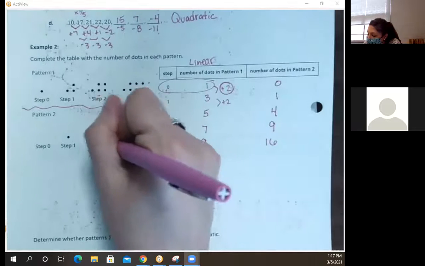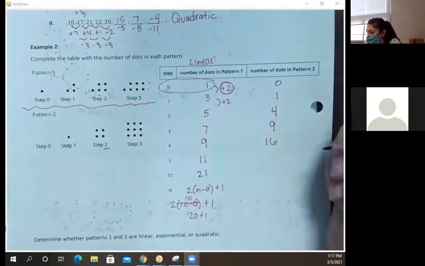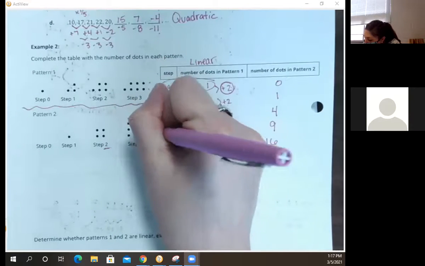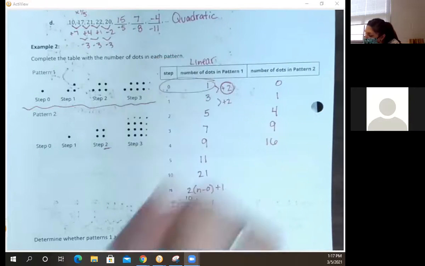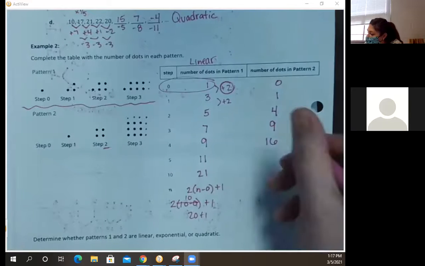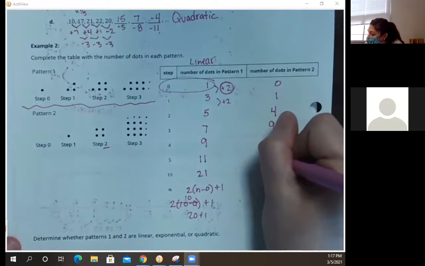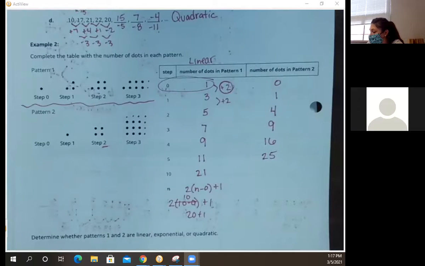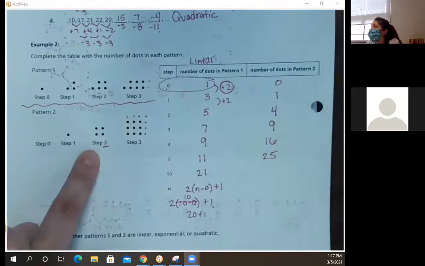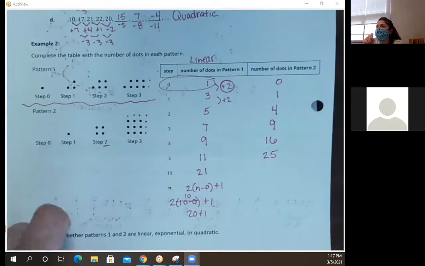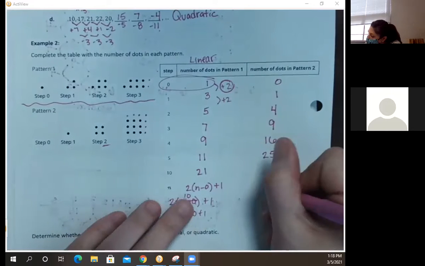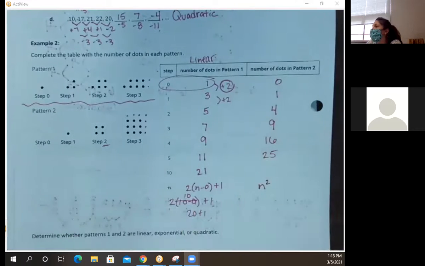So for step 2, it's 2 by 2. For step 3, it's 3 by 3. For step 4, it should be 4 by 4. For step 5, 5 by 5. So I would expect step 5 to have 25 dots. So essentially, whatever step I'm on, I'm making a square out of that. 2 long by 2 tall, 3 long by 3 tall, 4 long by 4 tall. So for my pattern here, I'm taking whatever step I'm on and squaring it to get that total number of dots. So how many dots would be in our 10th step here?